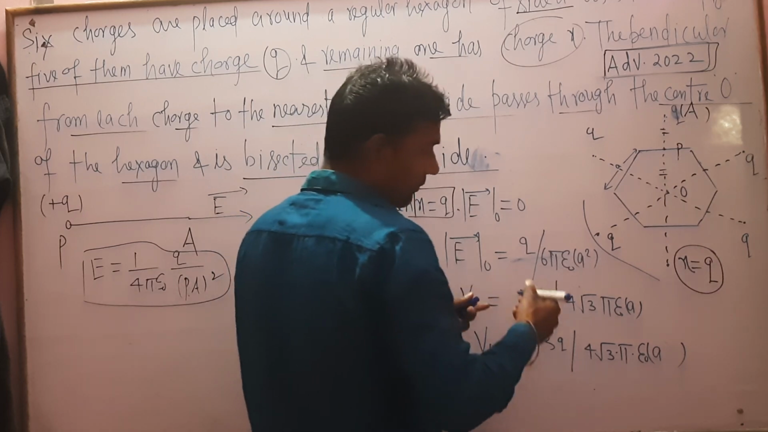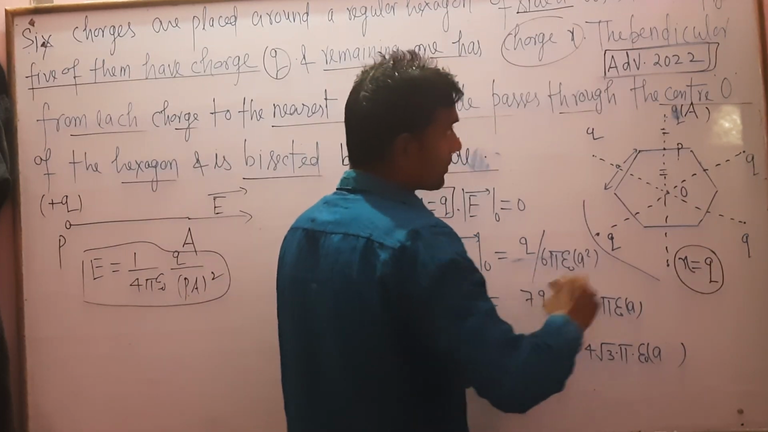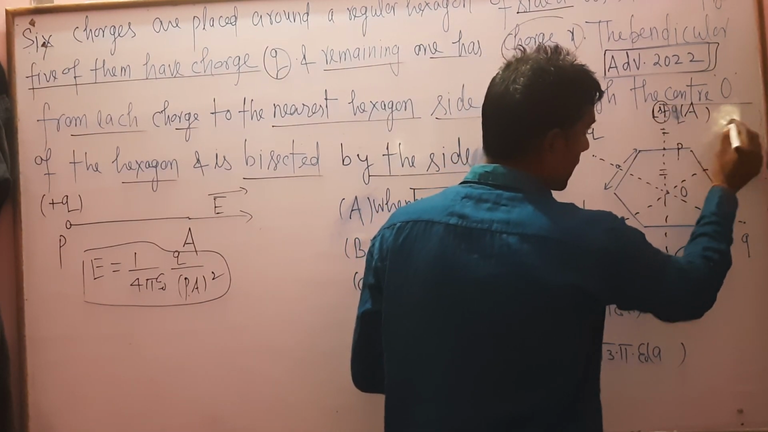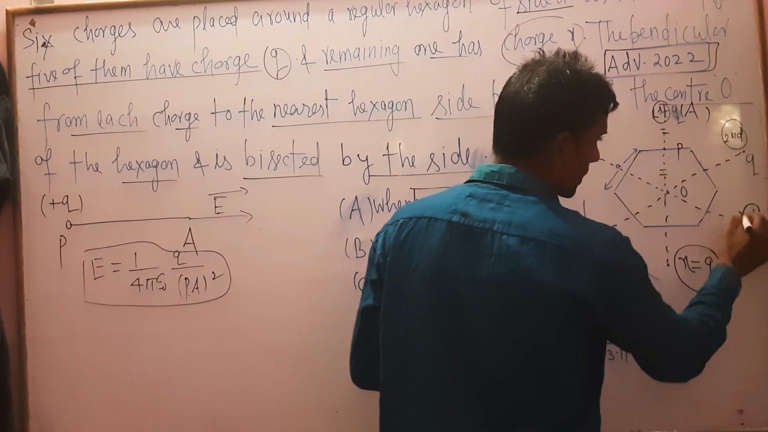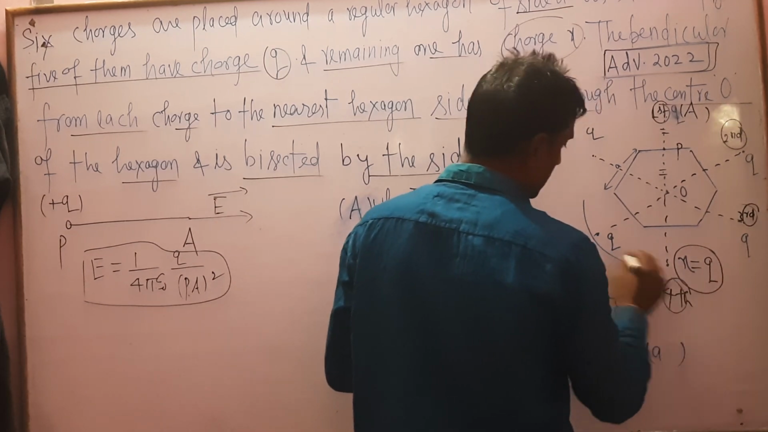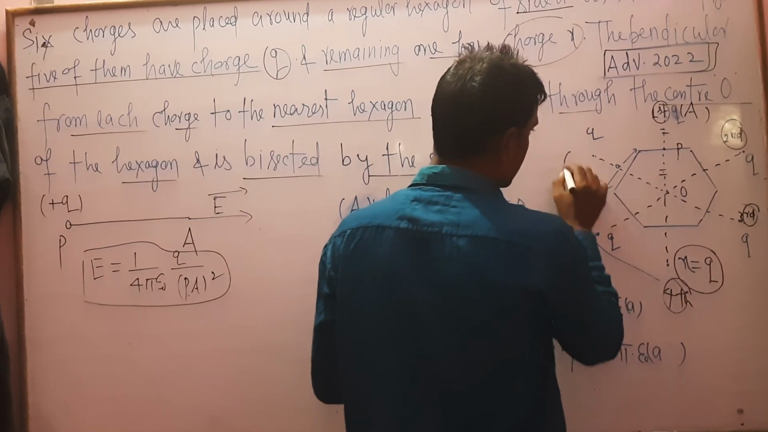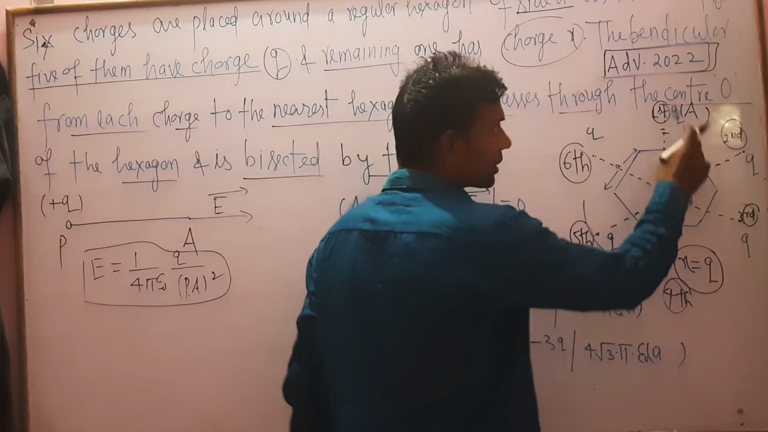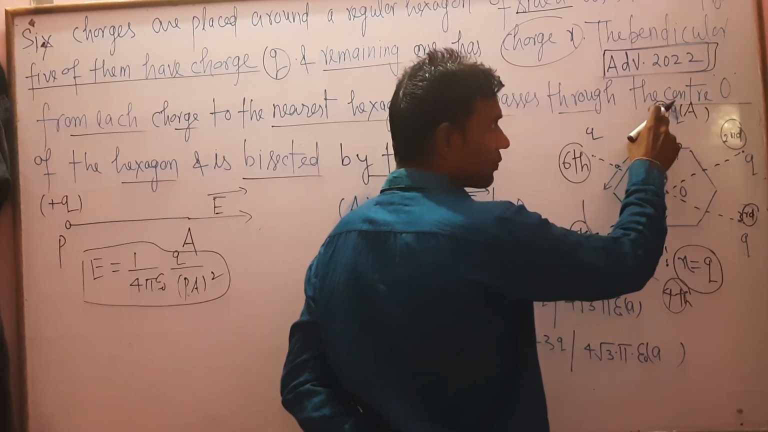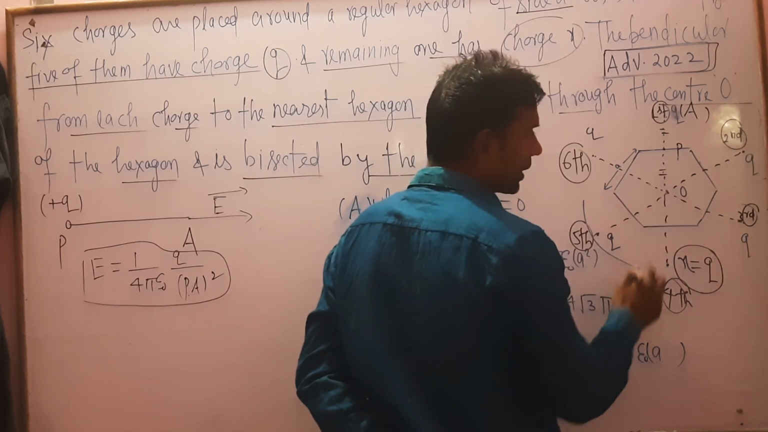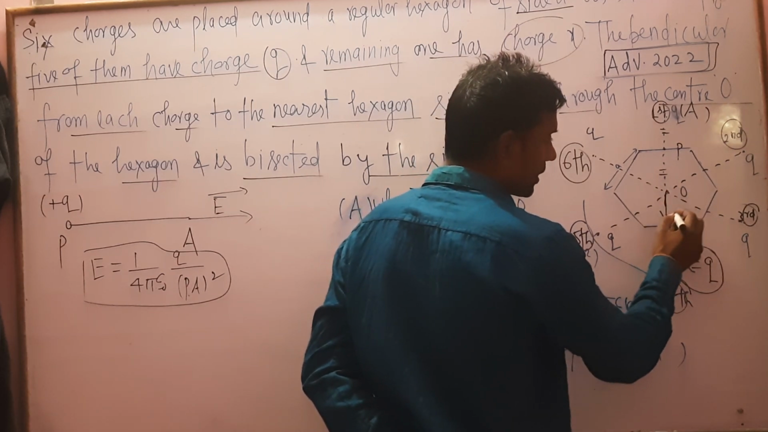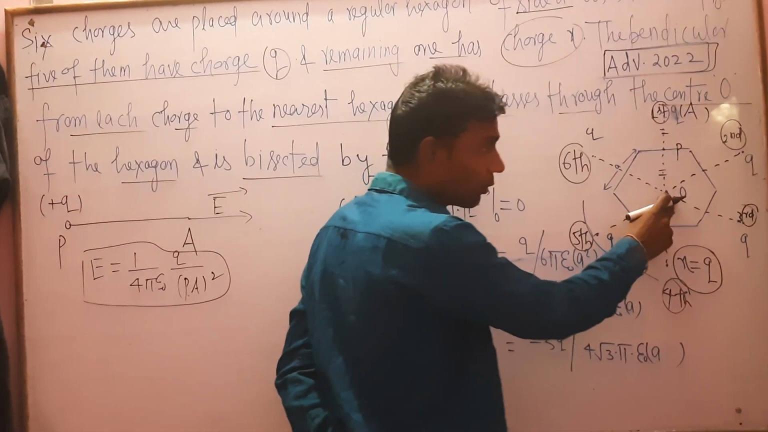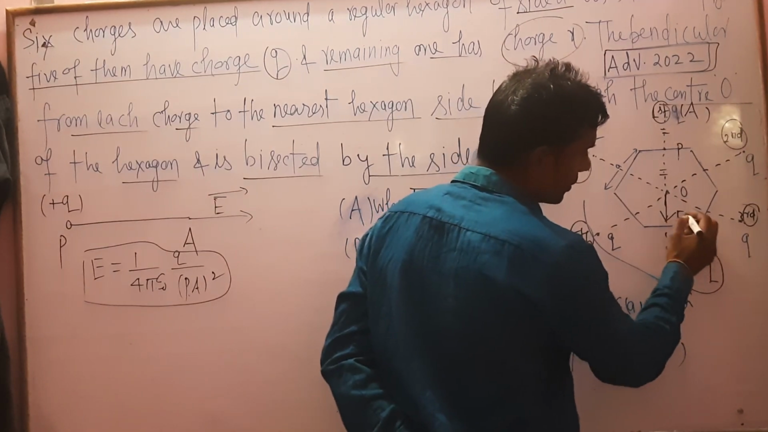So this is the first charge, this is the second charge, and this is the third charge. Also this is the fourth charge, fifth charge, and sixth charge. We have to find the electrical field at point O. Due to A, that is the first charge, the direction of the electrical field at point O will be away, since this is a plus charge. This is E1 vector.